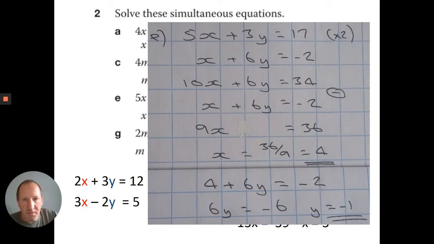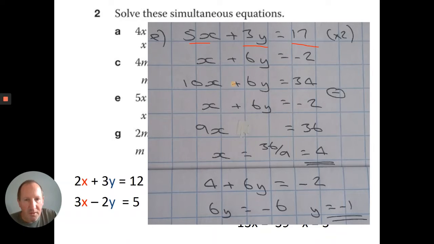If you look at these two equations from question E, I've decided to multiply the top one by 2, so I get 6y in both the equations. So here are my new equations. 10x plus 6y equals 34, comes from doubling 5x plus 3y equals 17, and the bottom one has stayed the same. So I've got 6y in both of these.